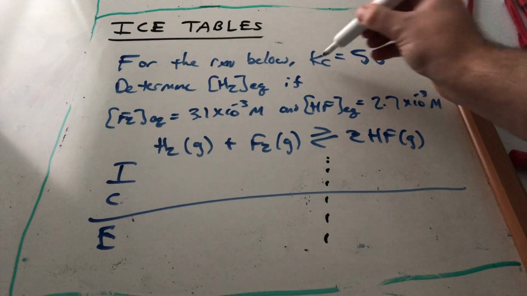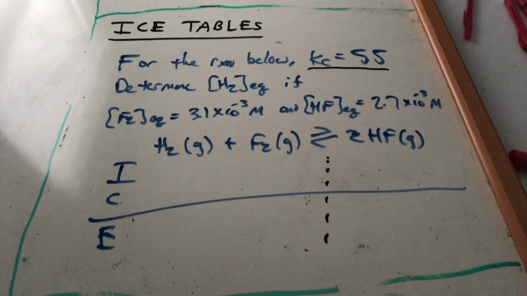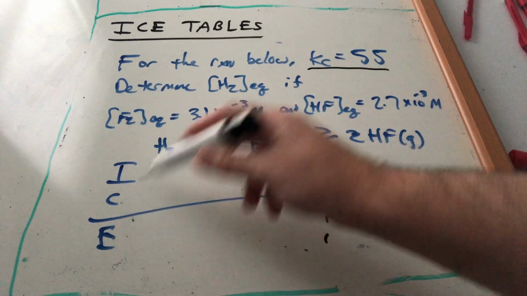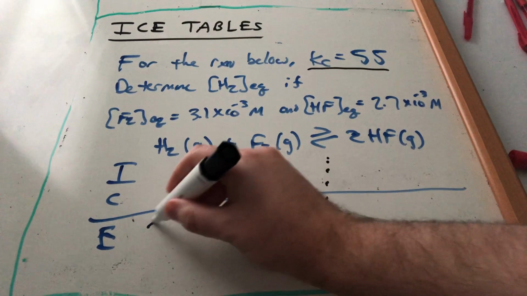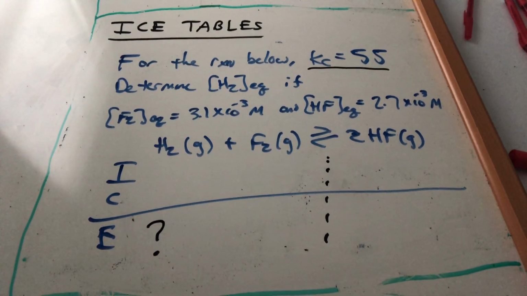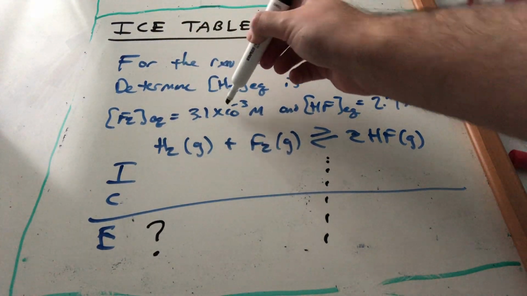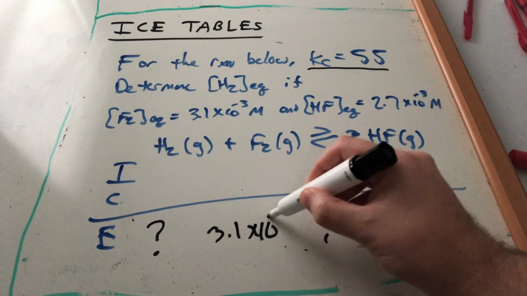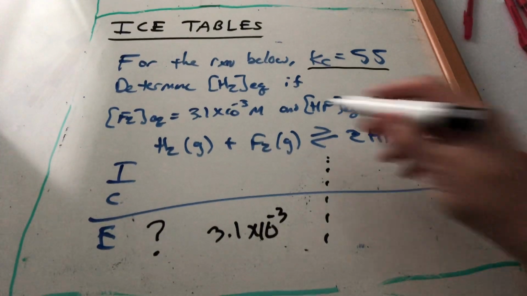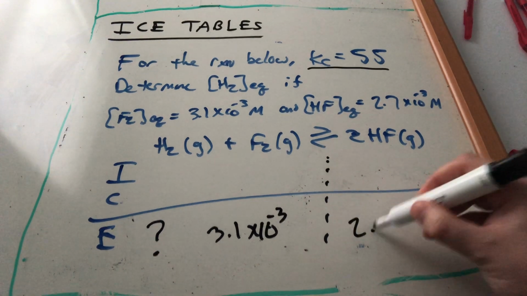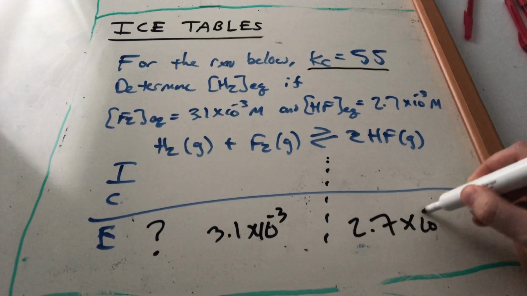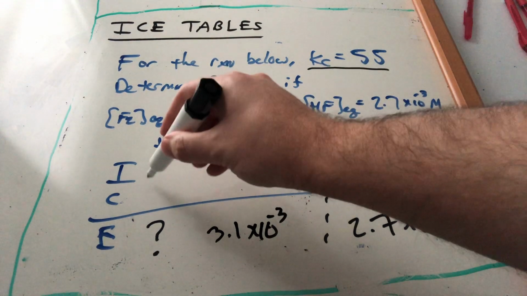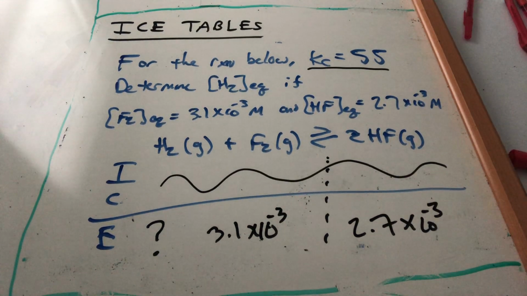So for the reaction below, this time they give me a K. Determine H2 at equilibrium. So the E spot under H2 is going to be my unknown. I'm given F2 at equilibrium: 3.1 times 10 to the minus 3. I'm given that HF at equilibrium is 2.7 times 10 to the minus 3. Well, hold on a second. Do I really need to fill out anything here? And the answer is no.